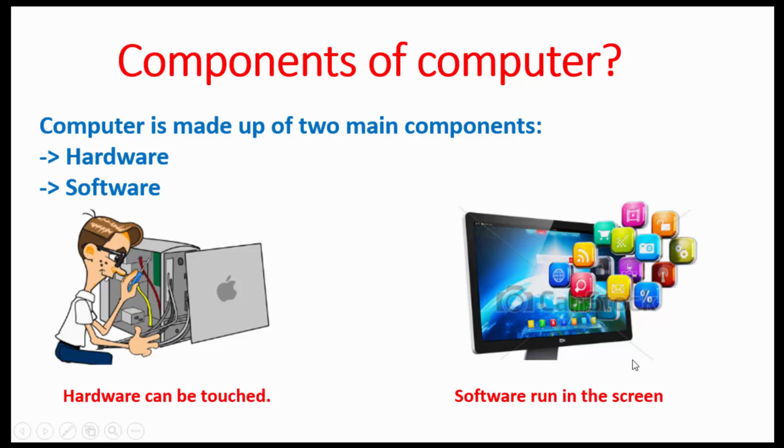Software simply refers to that part of computer which runs on the screen to do something for you. The work of software is simply to do tasks for the users, and they are simply instructions which do things in step. For example, if I wanted to type a letter, I will start MS Word. That MS Word is a software and it will help me write a letter.